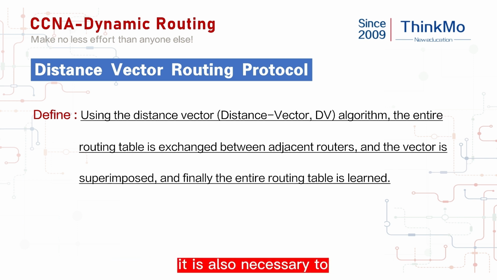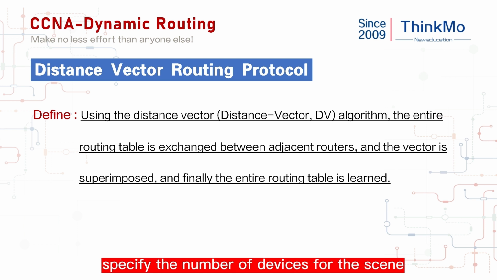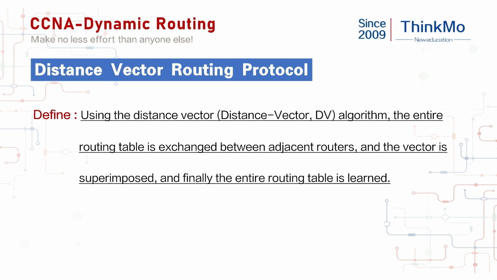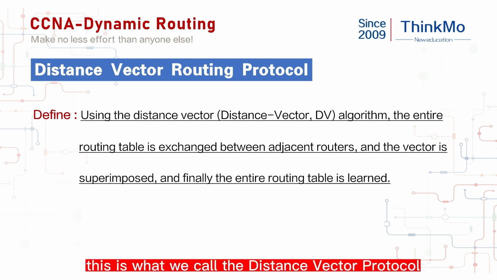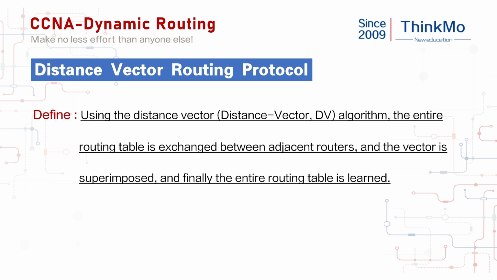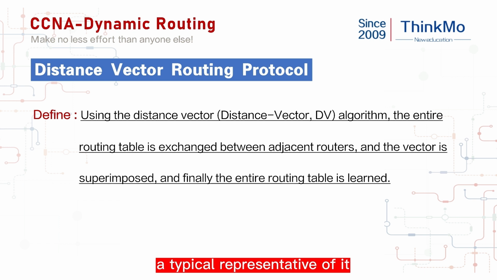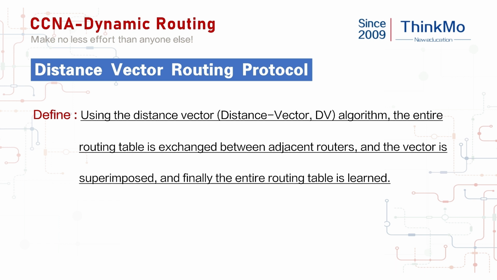It is also necessary to specify the number of devices for the scene. Any medium or large network has more devices than that. So RIP is basically useless. This is what we call the distance vector protocol. A typical representative of it is called RIP.